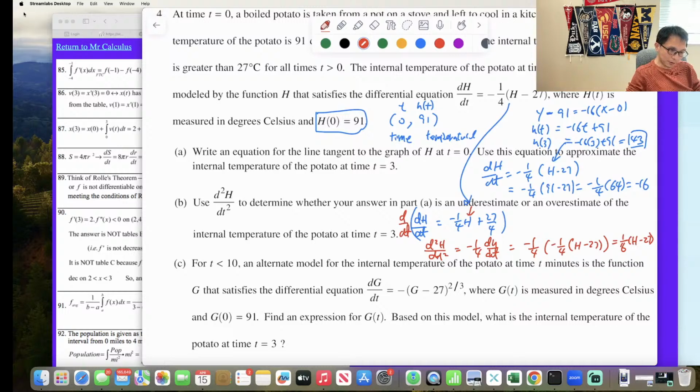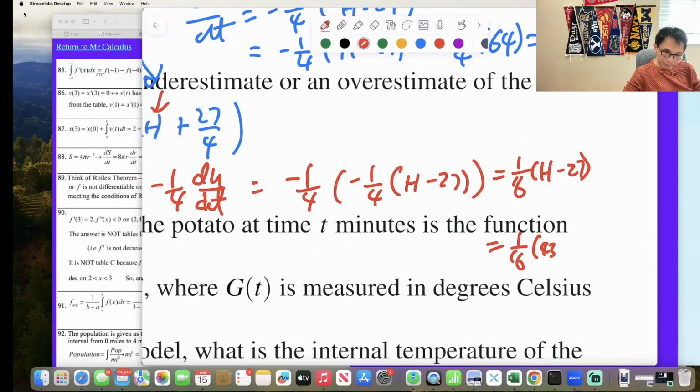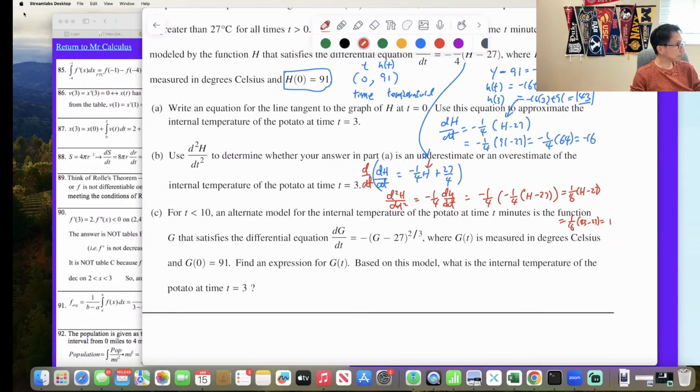Now they say to use the answer from part A. That's going to be 43. So it'll be 1/16 times (43 - 27). That's equal to 1. So the actual answer is going to be 1. But is that an over or underestimate? Is 1 over or under? Because isn't it greater than 27?